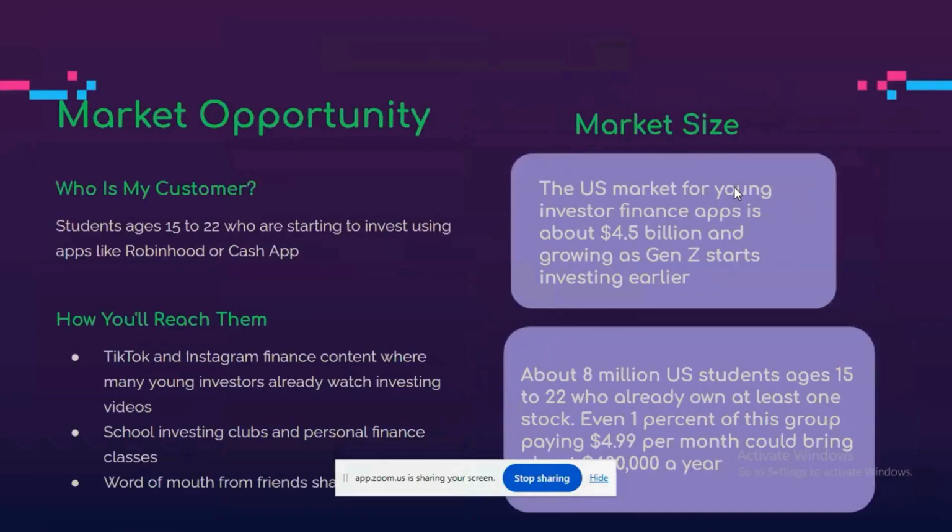So this is a market opportunity. My target users are students ages 15 to 22 who are just starting to invest. I plan to reach them through social media, investing clubs, and word of mouth. The US market for young investors is valued at about $4.5 billion, and this continues to grow as more students and teens start investing earlier. And my goal is to capture about 10% of this early stage student investor market over time using social media and other channels.